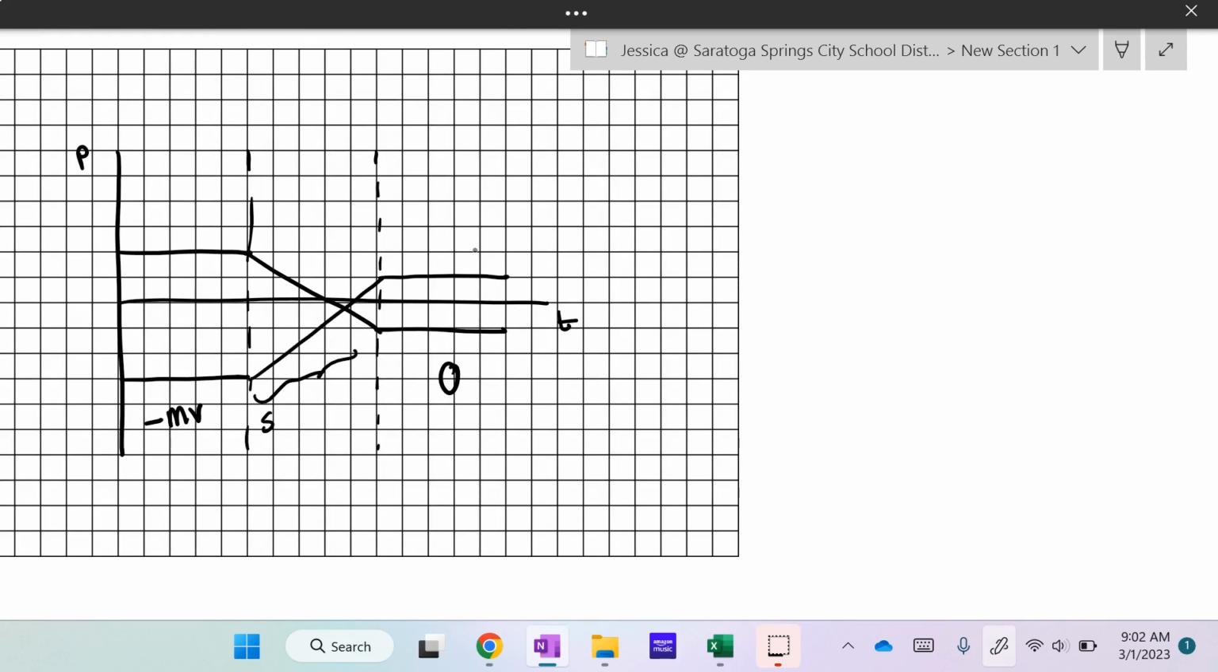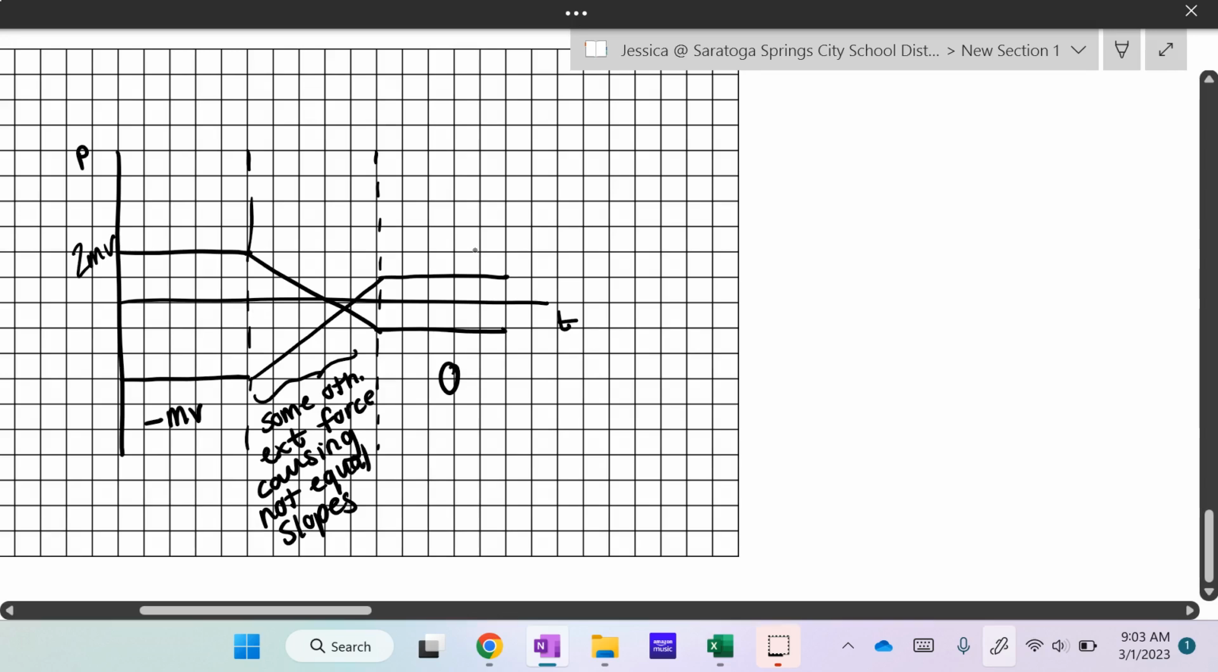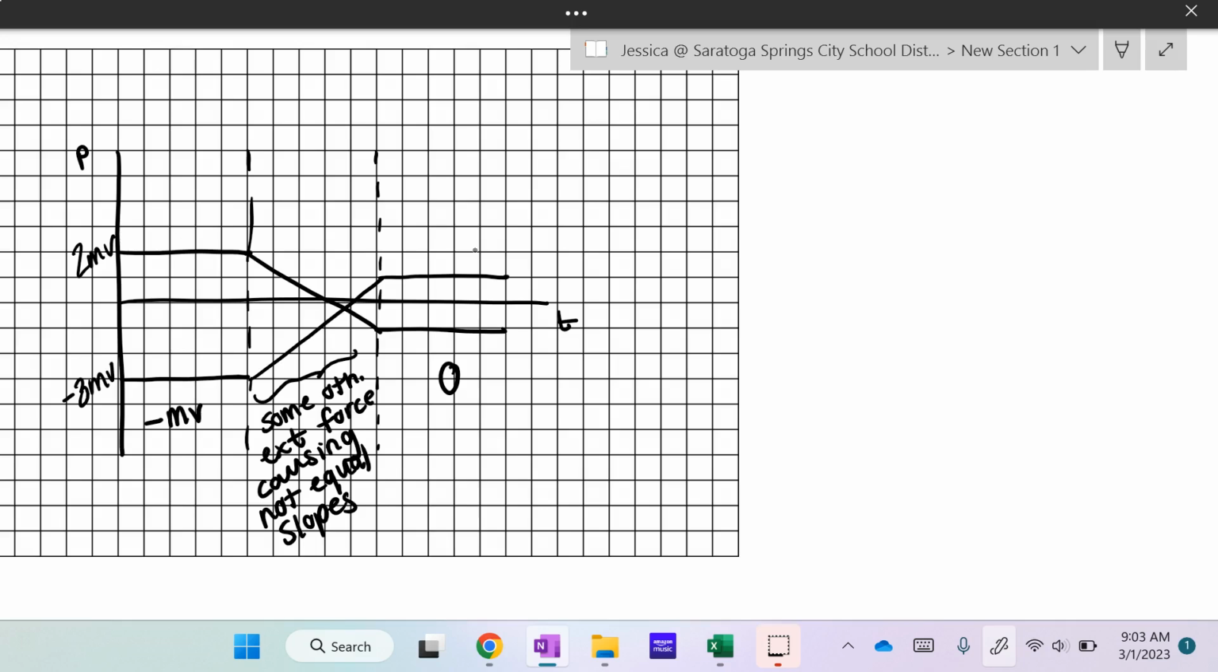There's some other external force causing not equal slopes, right? So this would be a situation where momentum appears to not be conserved. Our total momentum has changed, right? Initially, my momentum, like if this is mv, or 2 mv, and this is 3 mv, right? My initial momentum is negative mv, but then my final momentum is 0. So clearly there's some other force that has acted.